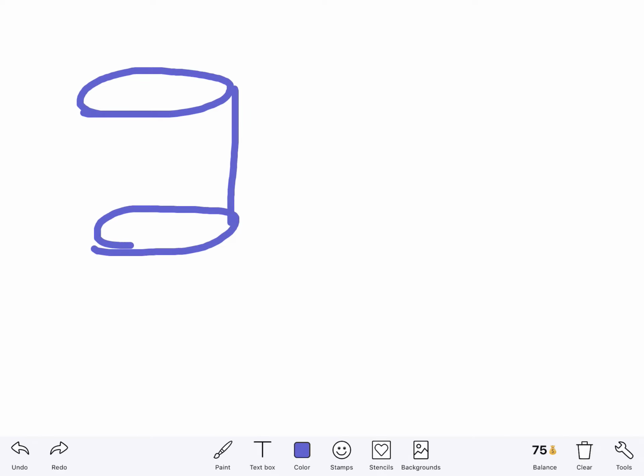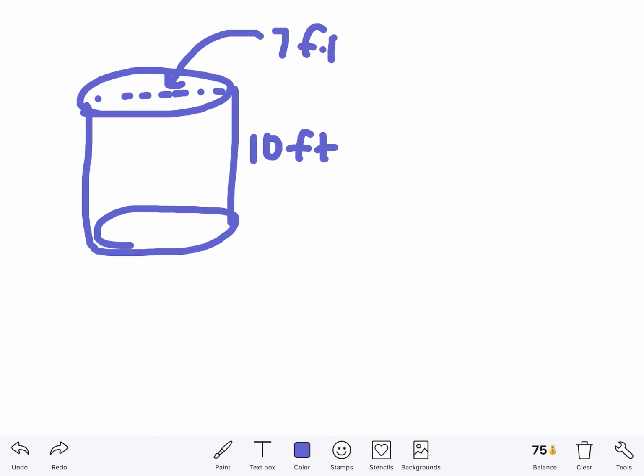So let's say I have a cylinder. Okay, and here are the dimensions. In this cylinder, we need to first find out what dimensions they gave me. 10 feet represents the height from base to base, circle to circle. So 10 represents the height.